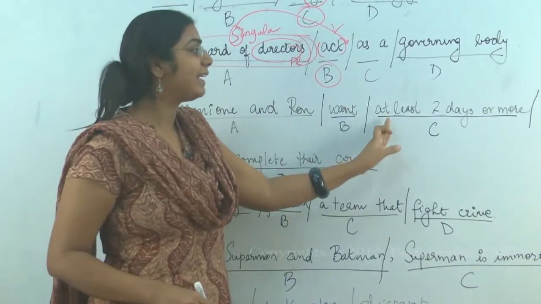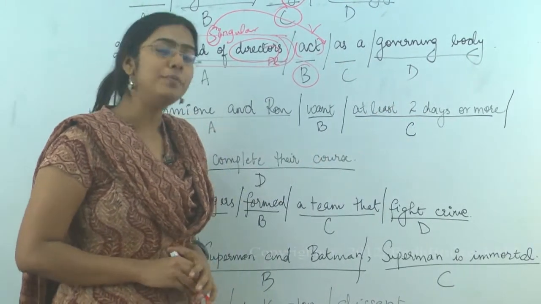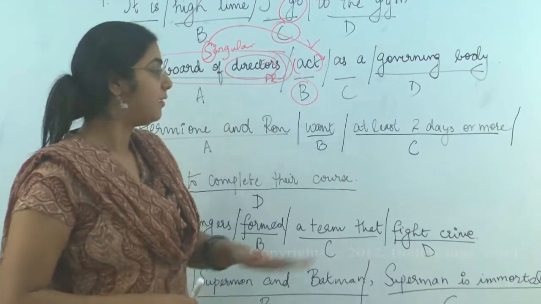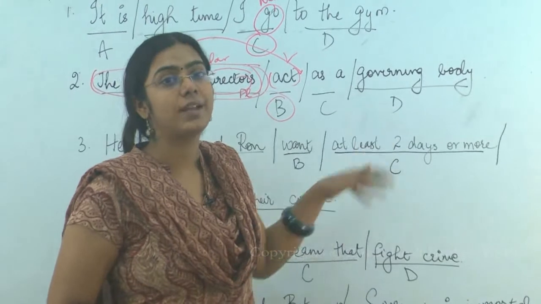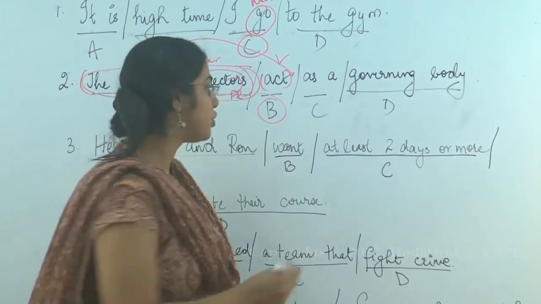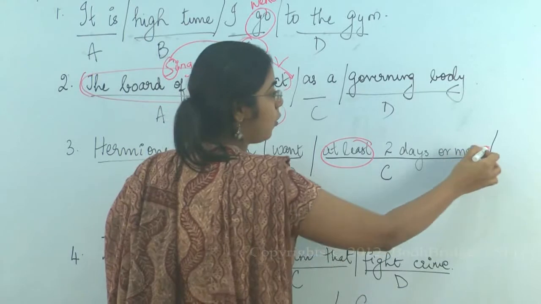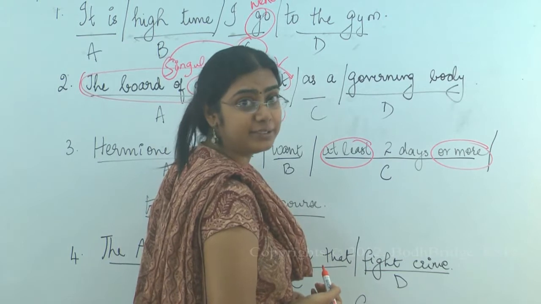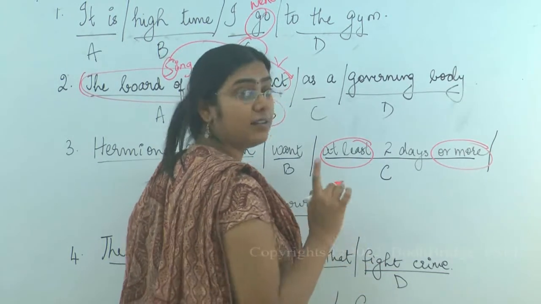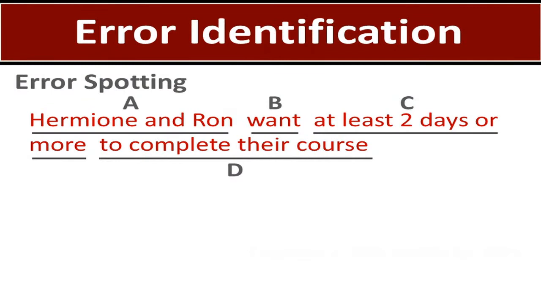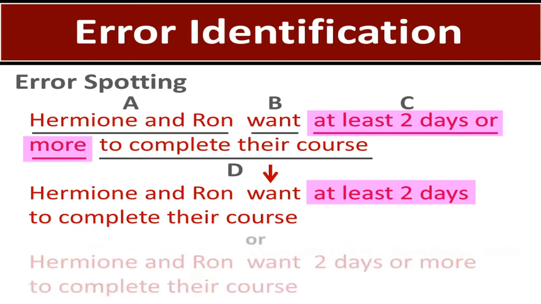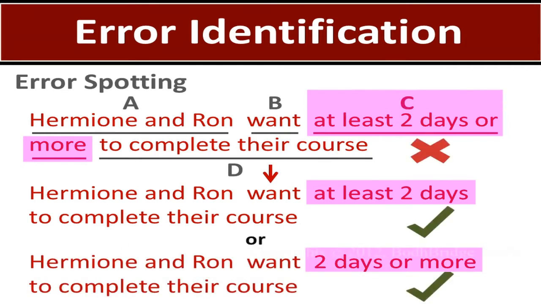Now look into this. At least 2 days or more. What do you mean by at least 2 days? Two or more. Am I right? What do you mean by 2 days or more? At least 2 days. Correct? So you have either at least or more, having both is redundant. You can do with just either. Okay, so you can eliminate perhaps or more and have at least 2 days, or 2 days or more, eliminate at least. So C is the problem part here.